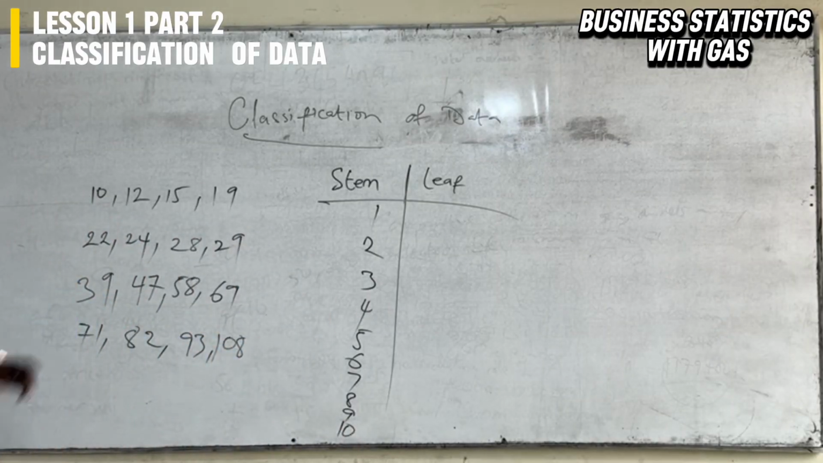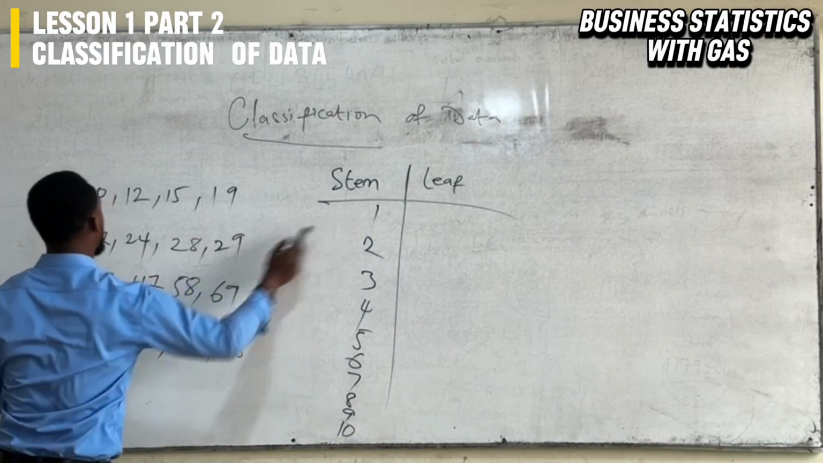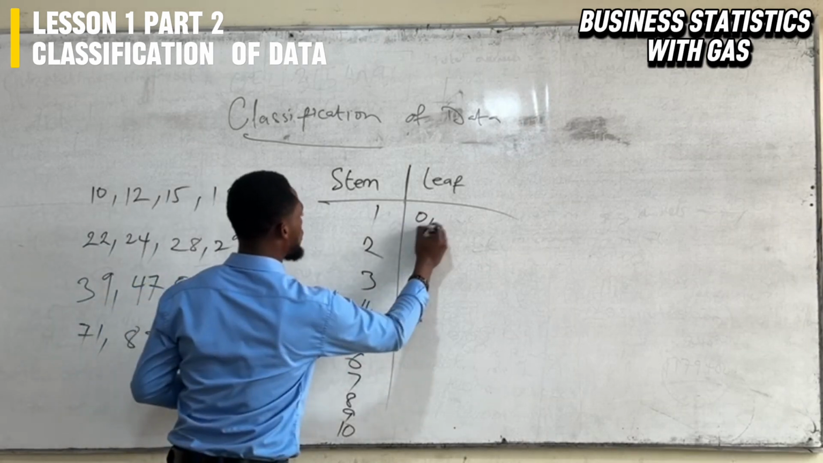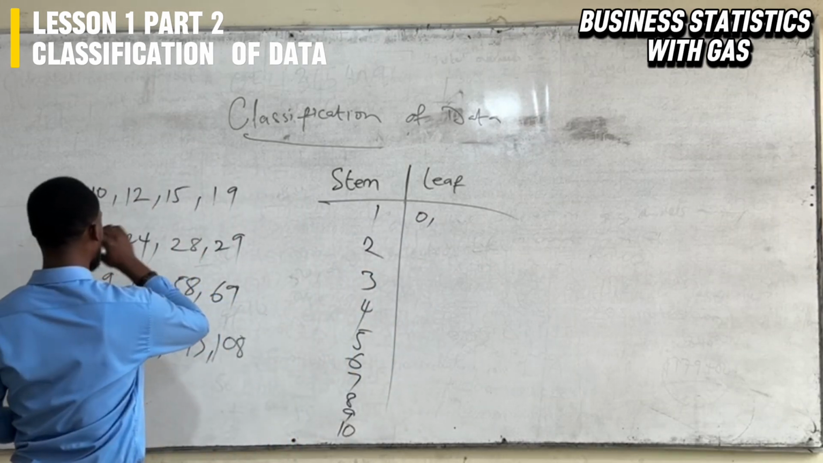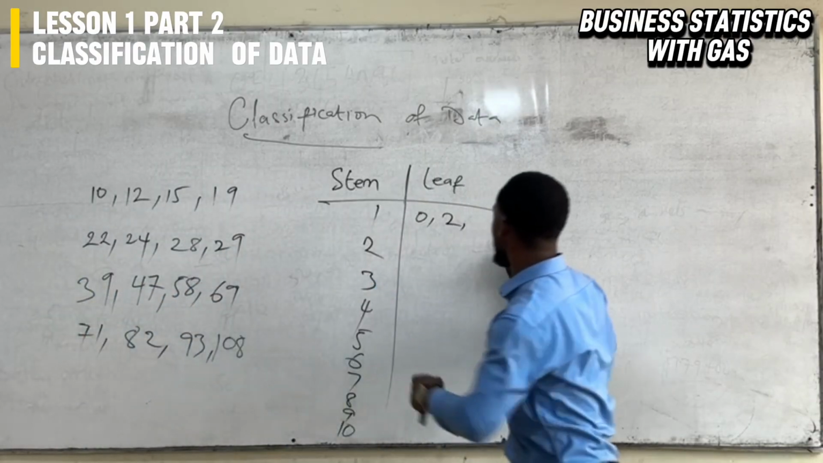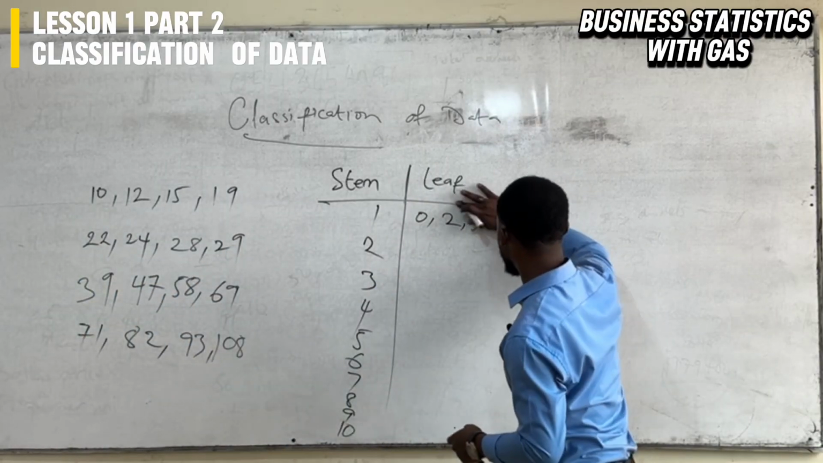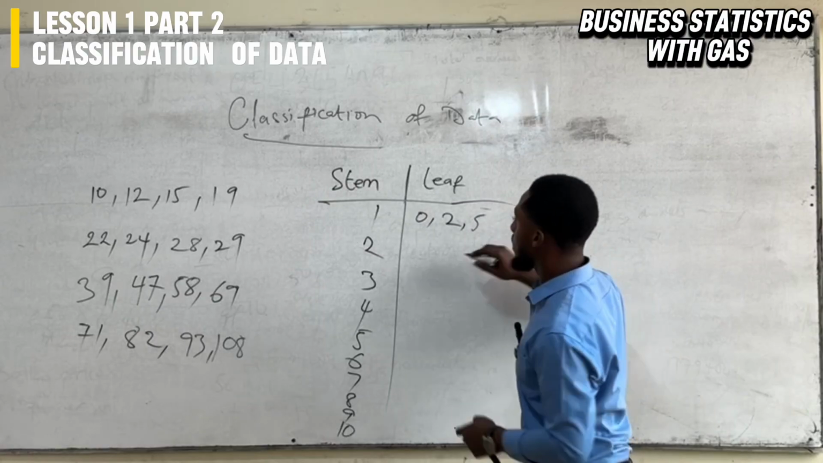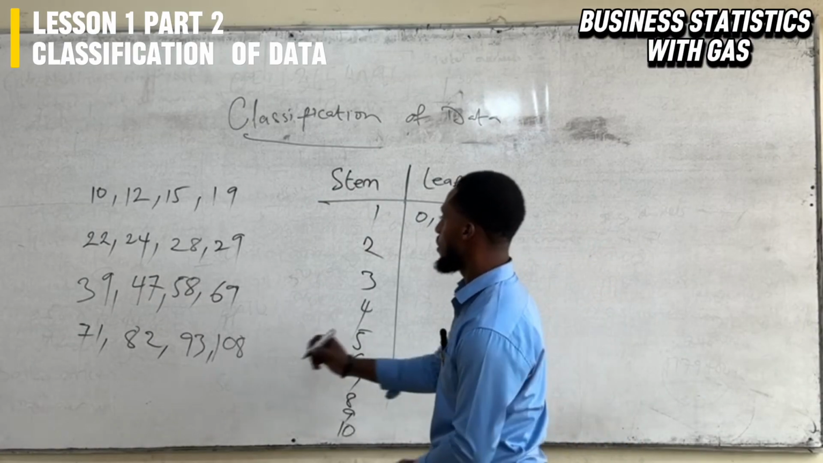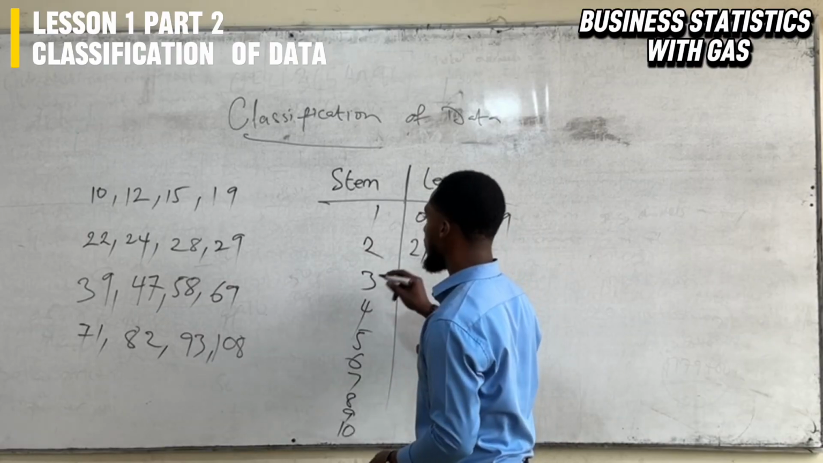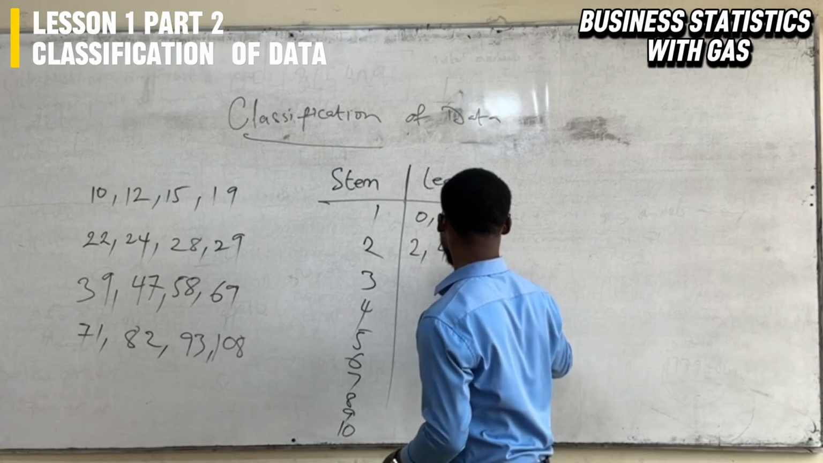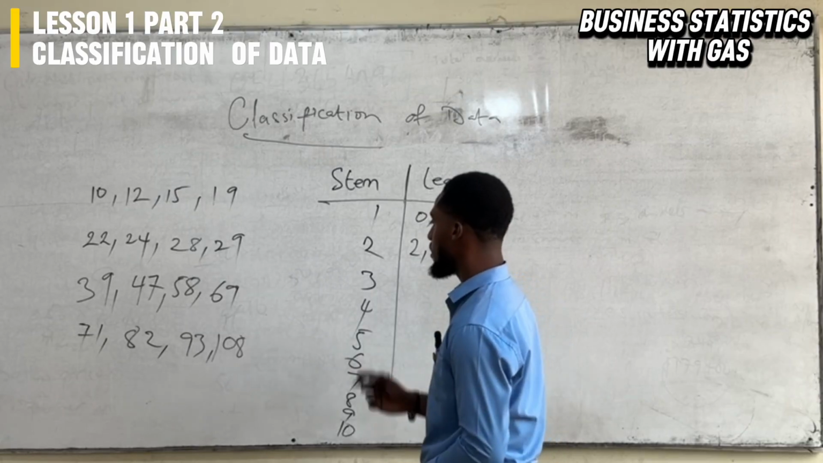Good. Now for the leaf: when we take 1, we have 10 here, which ends with 0, so you write your 0. Then we have 12, so 2. We have 15, which is 5 at the end. We have 19, so 9. Now we move on to the 20s. We have 22, so 2 here. We have 24, so 4. We have 28, 8 here. And we have 29, which is 9.